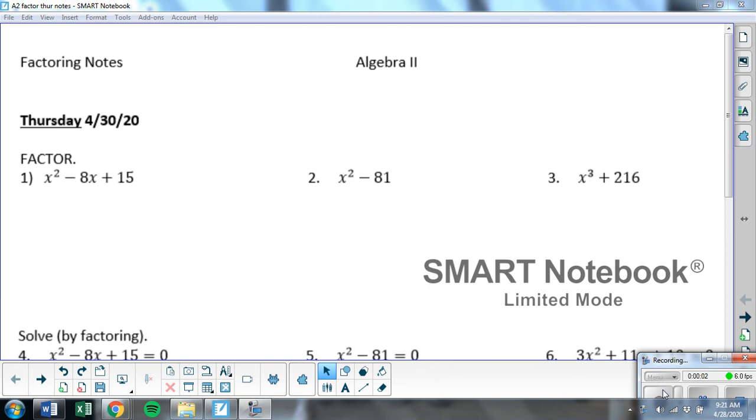Alright guys, today is our last day of factoring notes and tomorrow will be a quiz. So let's go ahead and get started here.